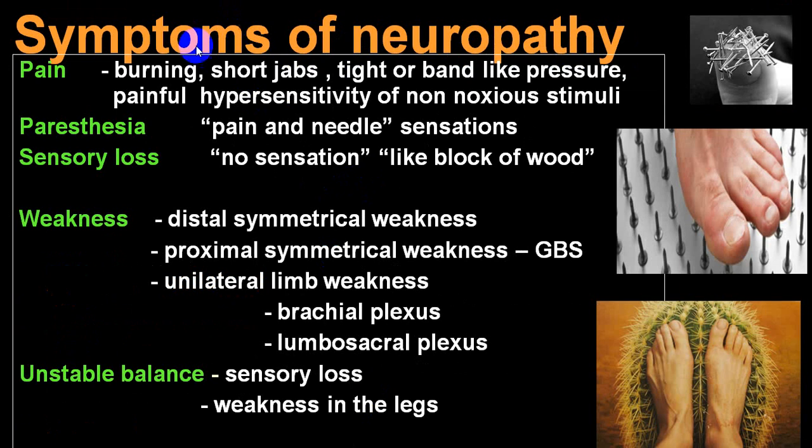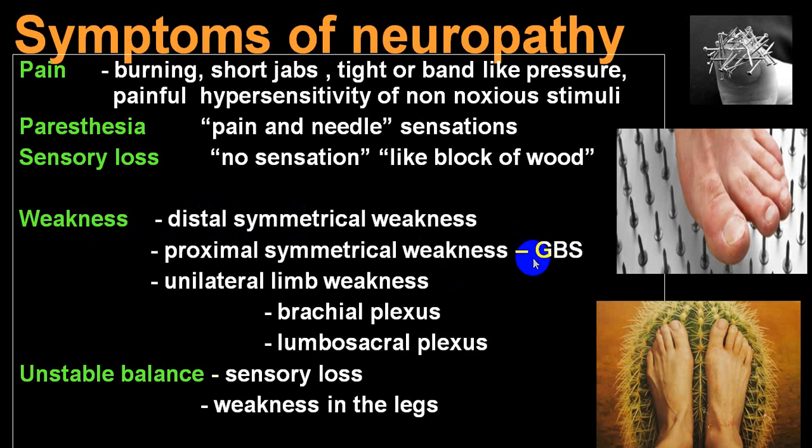Most common symptoms are sensory symptoms, which can be in the form of burning, tingling, numbness, band-like pressure, tight pressure, painful hypersensitivity, or we call hyperesthesia. Paresthesia can be in the form of pins and needles, and when there is damage, loss of sensation, we call no sensation, or person will complain like block of wood. If motor system is involved, you get weakness. Distal is more as compared to proximal. Usually it is distal and symmetrical.